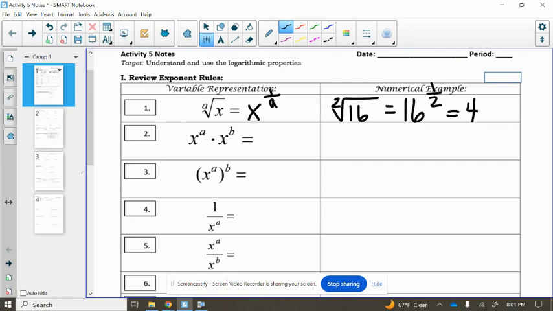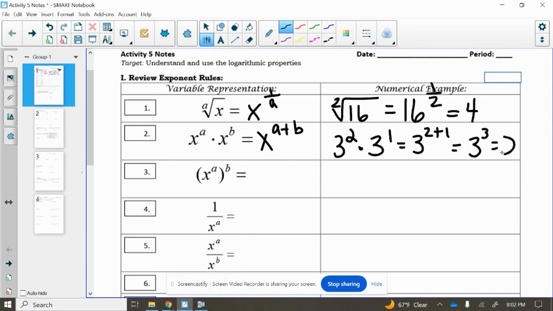When we are multiplying exponents with the same base, what we do is we end up adding their exponents. So for instance, if we have 3 squared times 3 to the first, that's the same thing as saying 3 to the 2 plus 1 power, aka the third. So this would end up being 27.